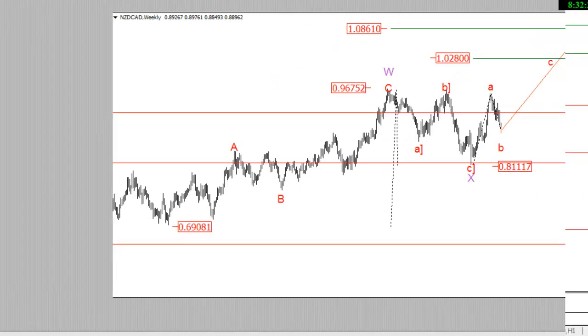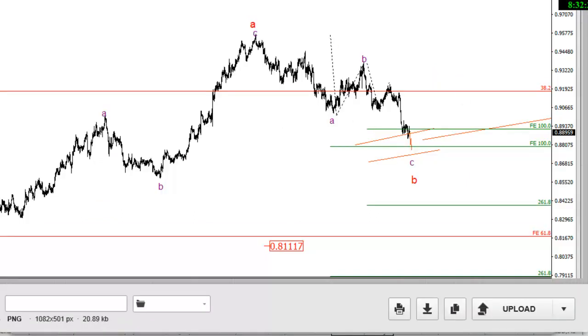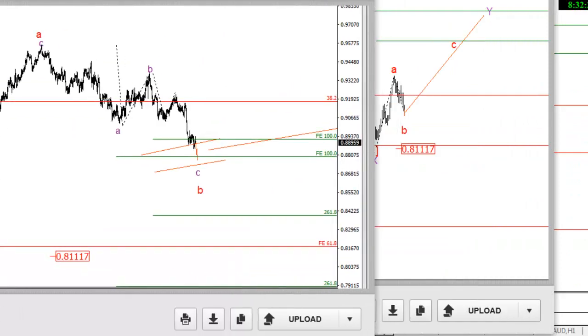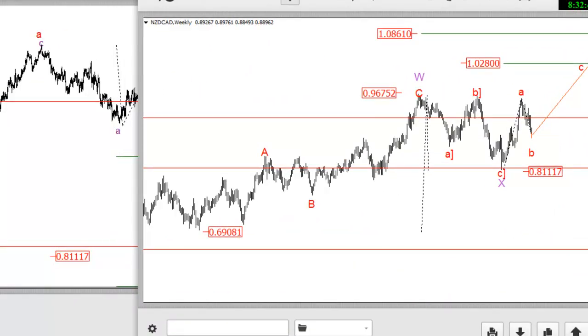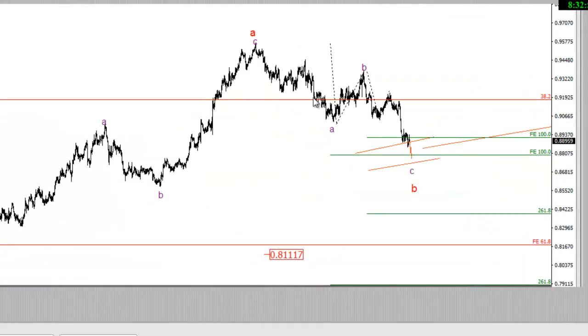Okay, so let me show you the 4-hour price chart. Let me see how I can bring them together. No, this is B. This B is what we are looking at now. So let's go to the 4-hour price chart. Now the 4-hour price chart shows us this B.